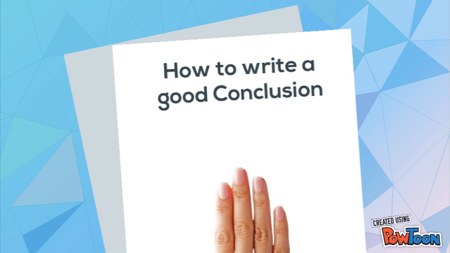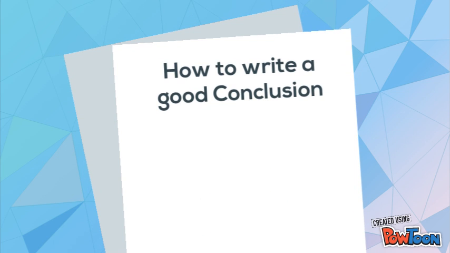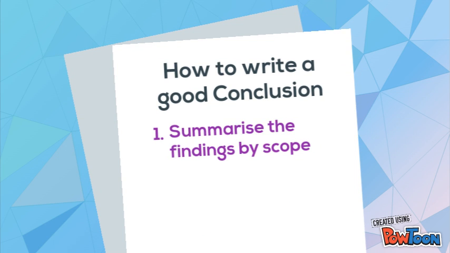To write a good conclusion section, follow these steps. Number 1, summarize the findings by scope. Highlight significant findings and their impact on the outcome of the research topic. Your conclusion for each section should lead the reader closer to the final conclusion at the end of the section.